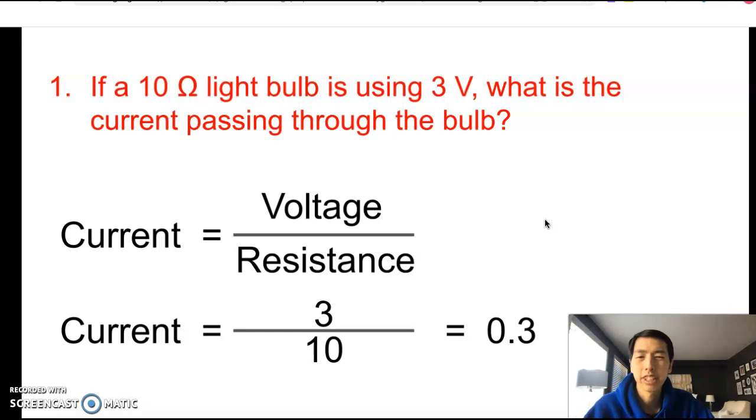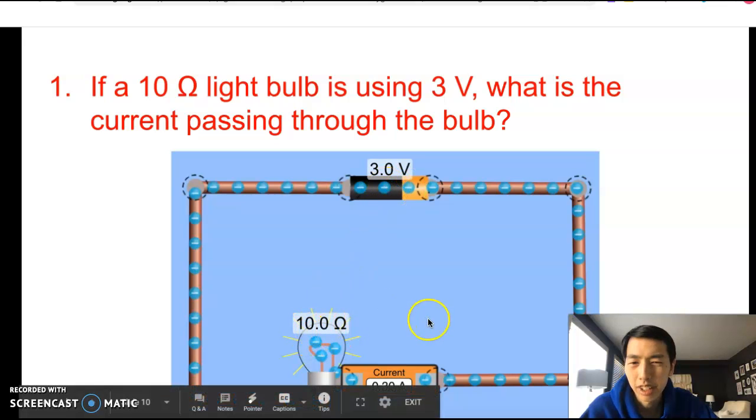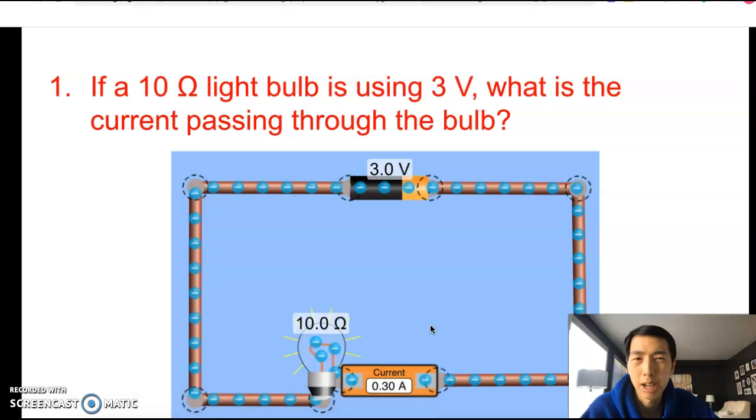And please do not forget to include the units of your answer. 0.3 what? What is current measured in? Current's measured in amps. So the final answer is 0.3 amps. I built a circuit for that. So you can see 3 volts being provided to a 10 ohm battery, and the ammeter shows 0.3 amps.